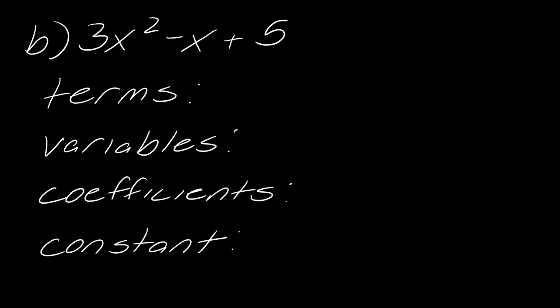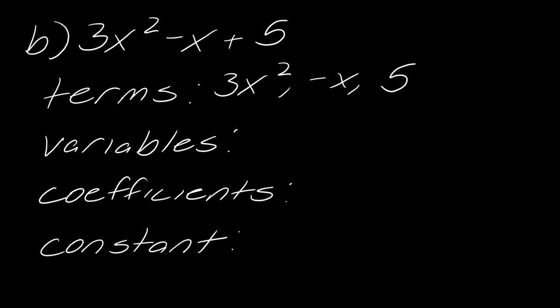Now I've got 3x squared minus x plus 5. Maybe you want to take a second to think about this before I write everything down. The terms in this case would be 3x squared, the negative x, and the 5. If you didn't put a negative with the x, we could debate what makes it a term, but as long as you have three terms, you're good.